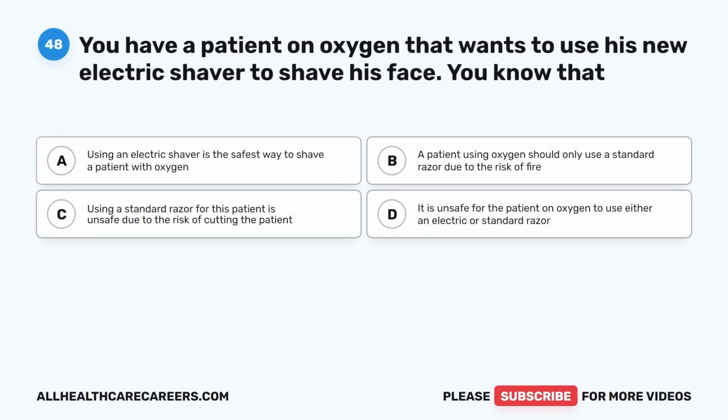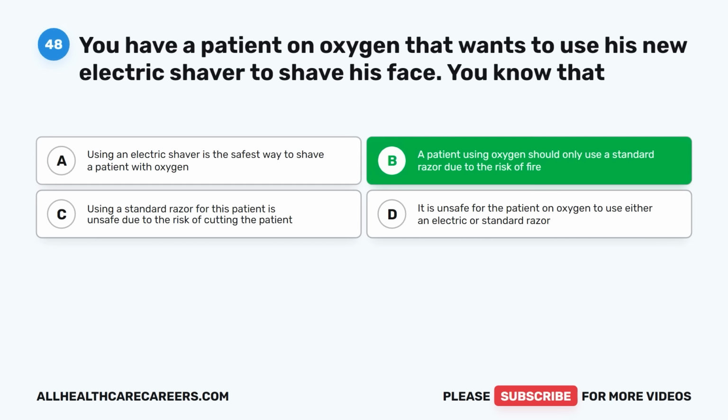Question 48. You have a patient on oxygen that wants to use his new electric shaver to shave his face. You know that A. Using an electric shaver is the safest way to shave a patient with oxygen. B. A patient using oxygen should only use a standard razor due to the risk of fire. C. Using a standard razor for this patient is unsafe due to the risk of cutting the patient. D. It is unsafe for the patient on oxygen to use either an electric or standard razor.